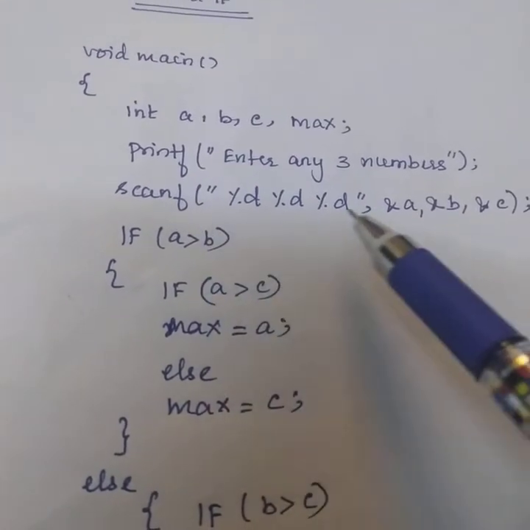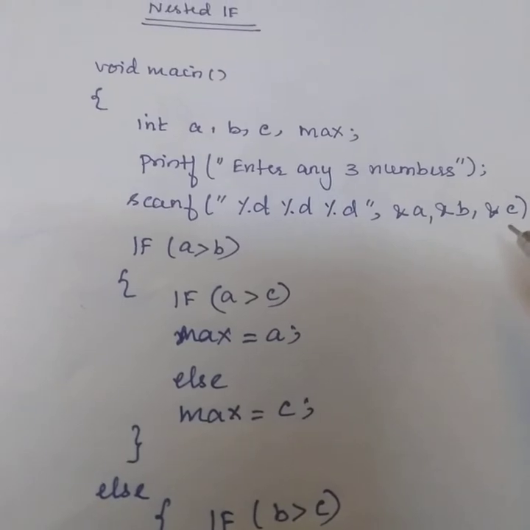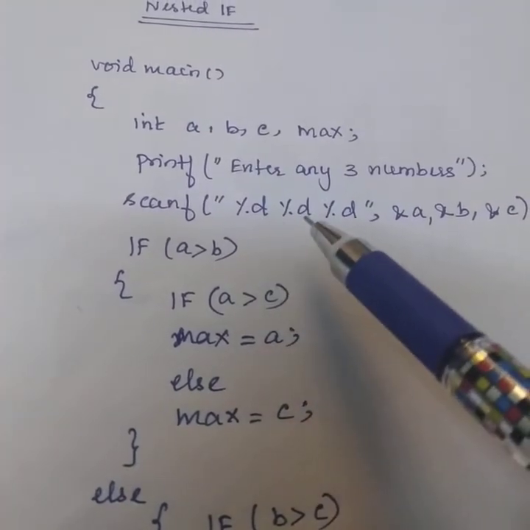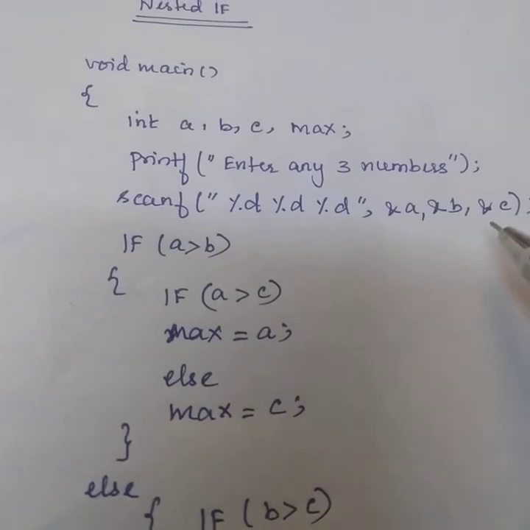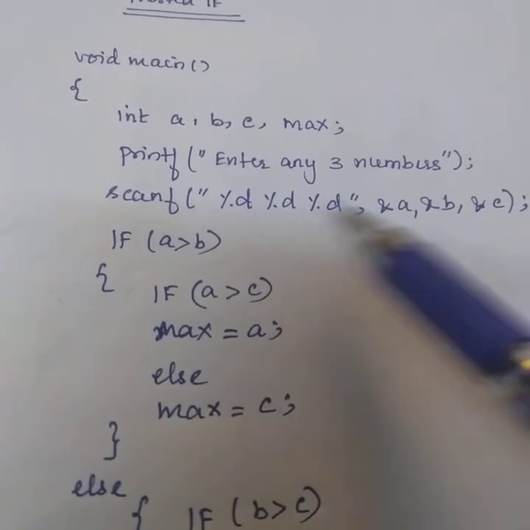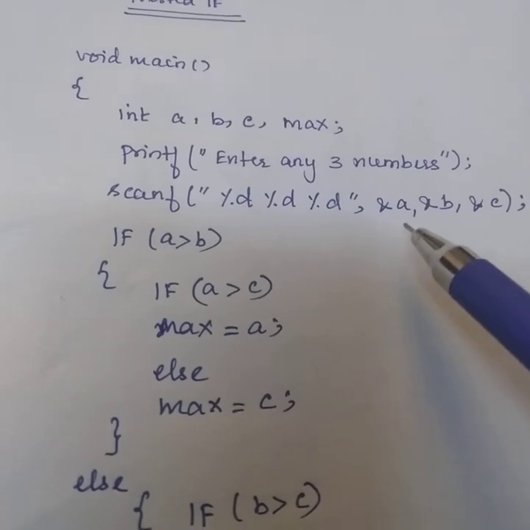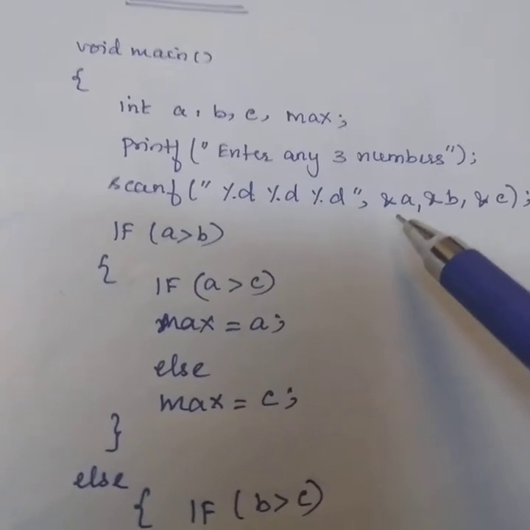This is the syntax for getting input in C. So percentage d, percentage d, percentage d, then ampersand a, ampersand b, ampersand c. For scanf we need to put ampersand. For printf we should not put ampersand.